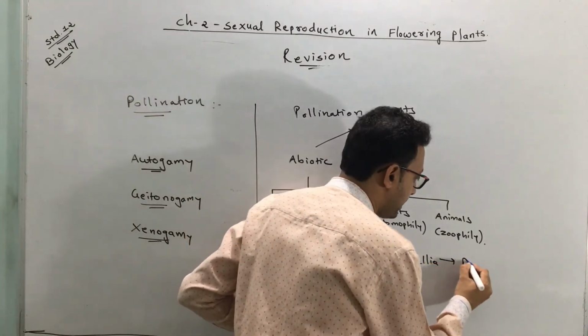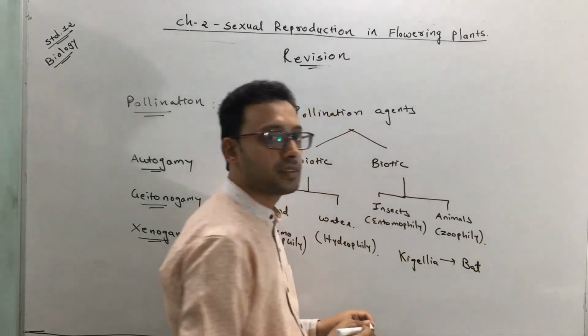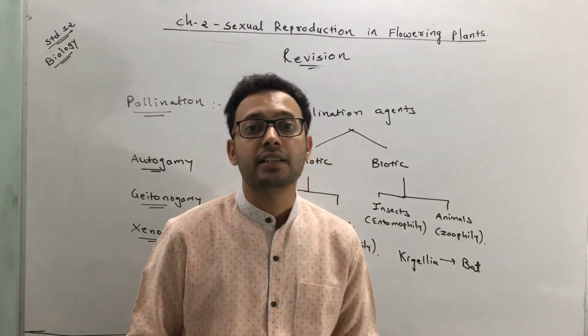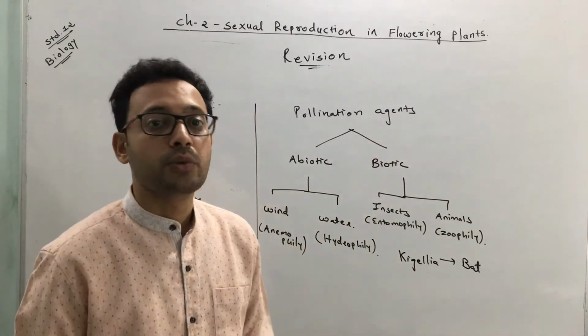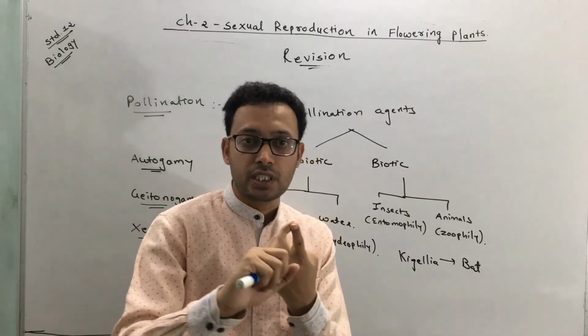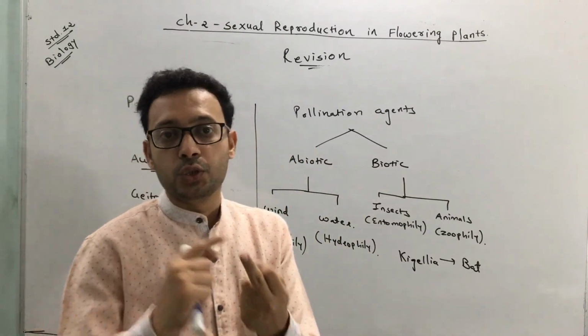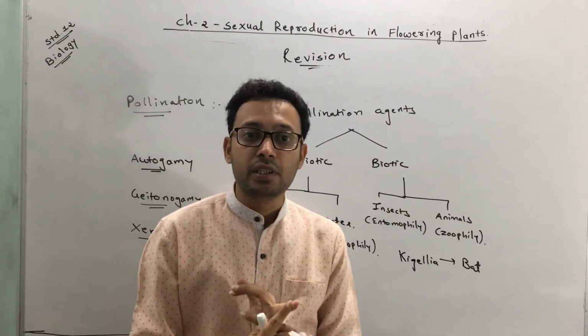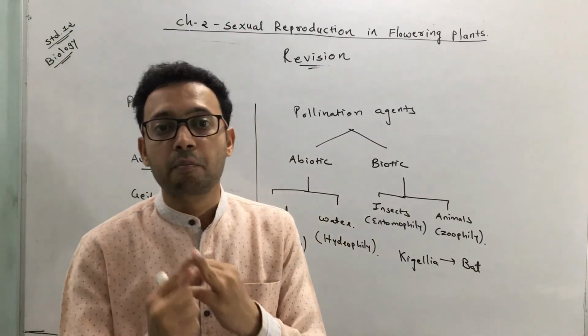Kigelia plant is pollinated by bat. Even sometimes birds also help in pollination, like hummingbird and sunbird. But you have to remember these three examples. Amorphophallus is pollinated by fly, Yucca is pollinated by moth, and Kigelia is pollinated by a bat, a large animal.